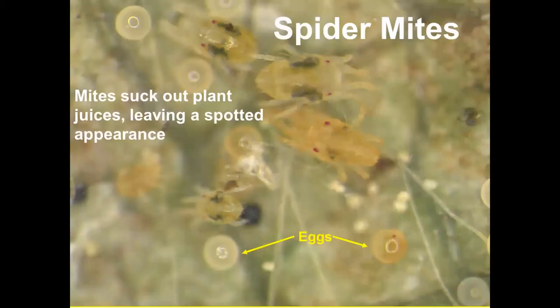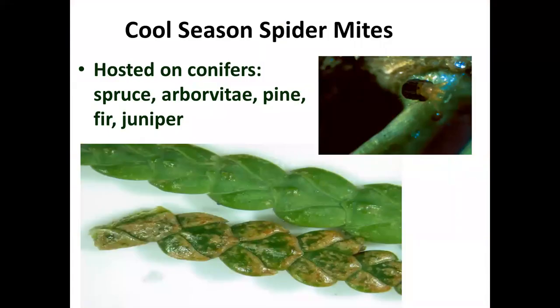But more typically, we got these spider mites, like the well-named two-spotted spider mite. You can see the two spots on their back. And with a hand lens, you can usually see the eggs before they've hatched out. And most commonly, these are going to be on your conifers, like spruce, arborvitae, pines, firs, junipers.